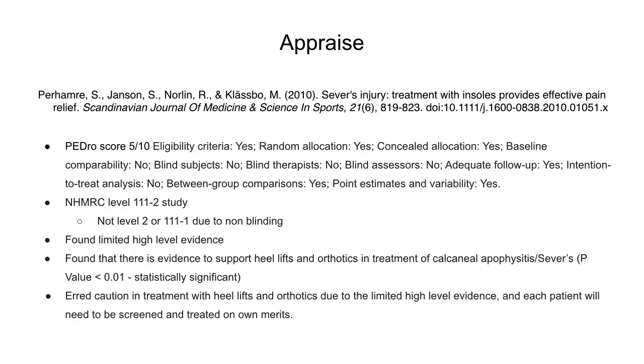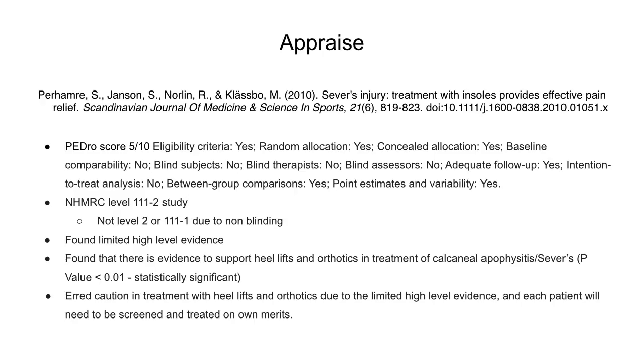In the second high-level evidence article that we found by Param, Jansen, Norland and Kiasbo, we used the NHMRC and PEDro as appraisal tools. In appraisal with the PEDro scale, it was found to have a score of 5 out of 10, which was in line with the result that James, Williams and Haynes found in their systematic review. It had random and concealed allocation, adequate follow-up and between-group comparisons, but lacked blinding of patients and therapists, which increased the chance of bias.